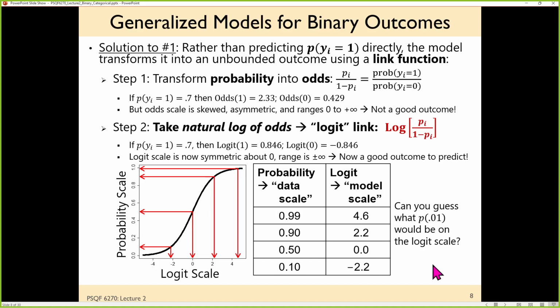Yeah, minus 4.6. So this is really handy, because if you know what the probability of a 1 is, you just flip it and you know what the probability of a 0 is. That is not true in odds, which is an asymmetric link.